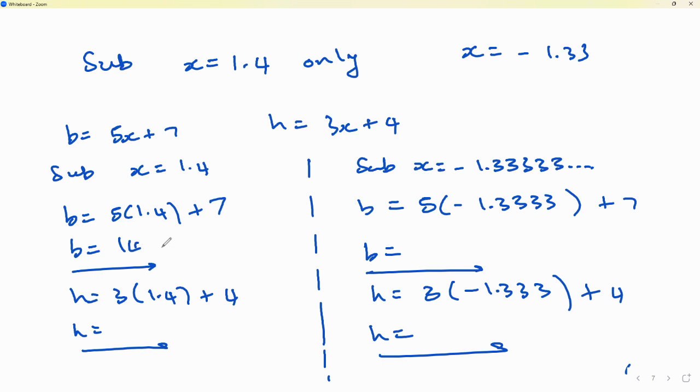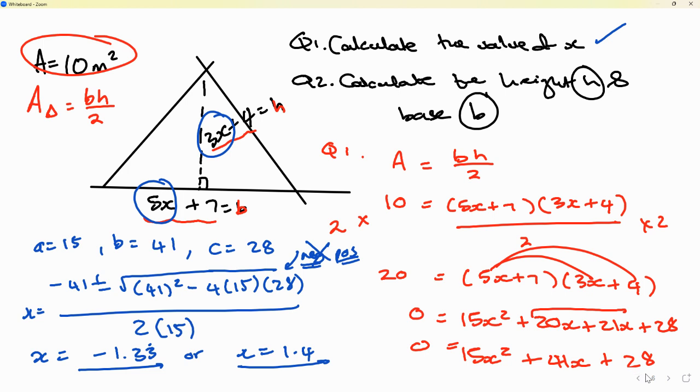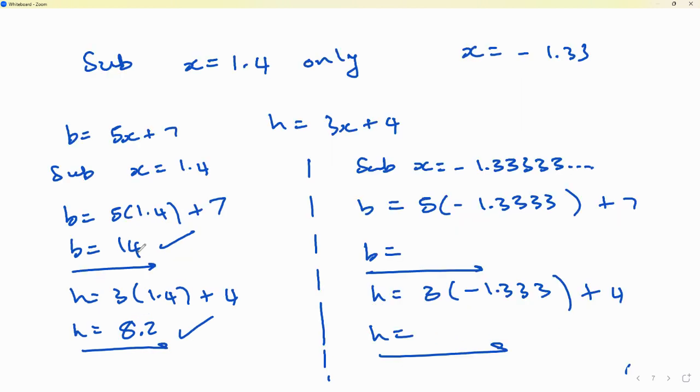This one's going to be 14. 3 times 1.4 plus 4 is 8.2. By the way, what's the units for this? Meters squared, so we know that's going to be meters. And over here, we're going to do exactly the same thing. So 5 times negative 1.333333, adding a few threes in there, plus 7 comes to 0.3 recurring, which is positive meters.